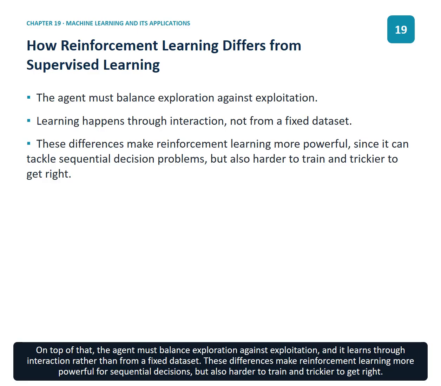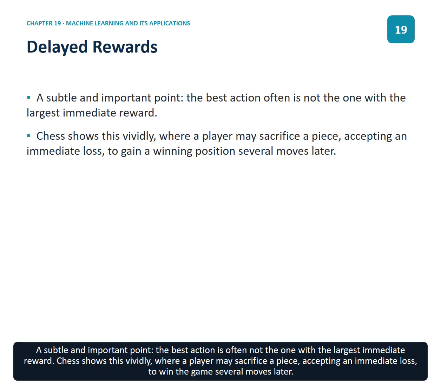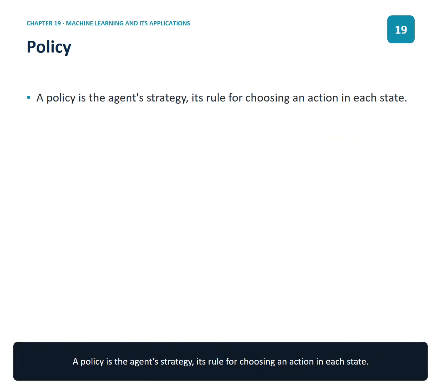A subtle and important point: the best action is often not the one with the largest immediate reward. Chess shows this vividly, where a player may sacrifice a piece, accepting an immediate loss, to win the game several moves later. A policy is the agent's strategy, its rule for choosing an action in each state.